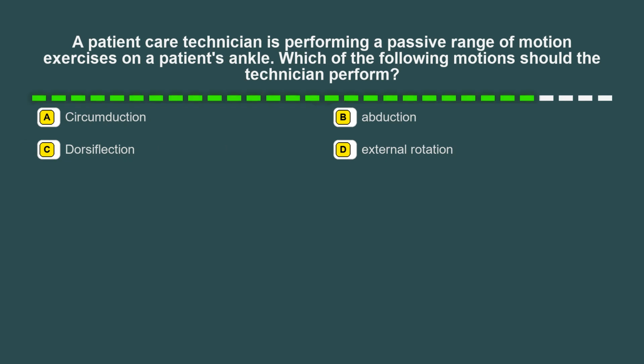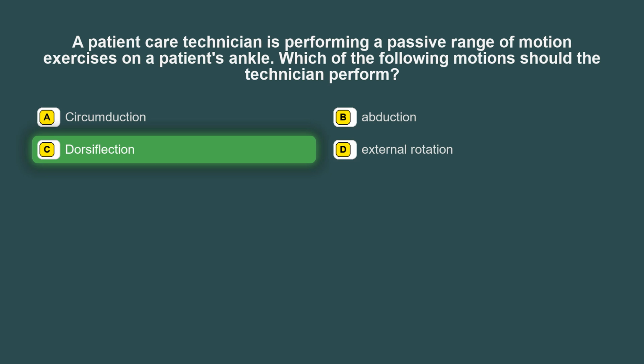Question 32. A patient care technician is performing a passive range of motion exercises on a patient's ankle. Which of the following motions should the technician perform? Option A, circumduction. Option B, abduction. Option C, dorsiflexion. Option D, external rotation.